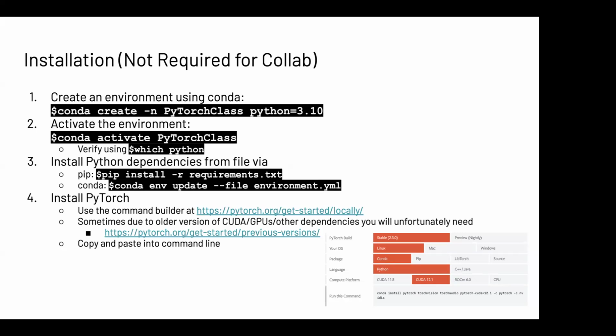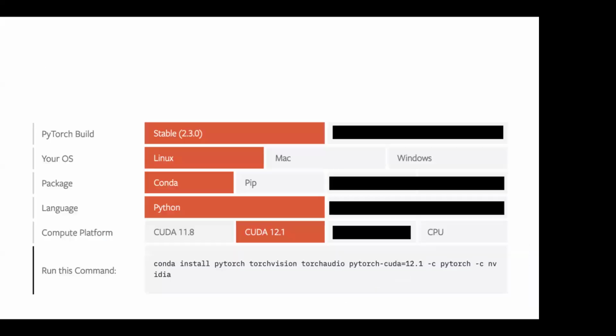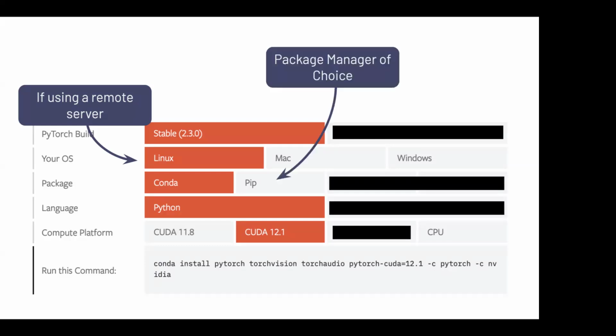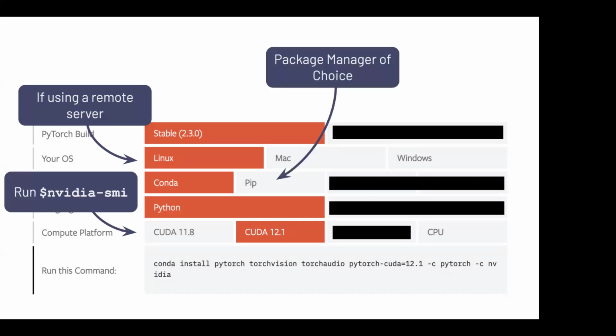And then for installing PyTorch, they have on their website this very nice command builder that for most situations, you just click on your specific use case and it will generate a command you can run to install the correct versions of things. So here, your OS: if you're using a remote server, like over SSH, it's almost certainly going to be Linux. And then you can use your package manager of choice.